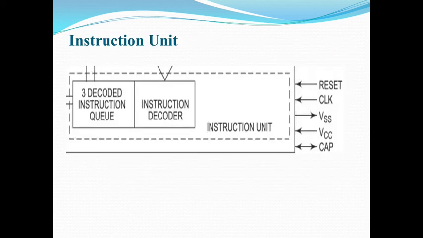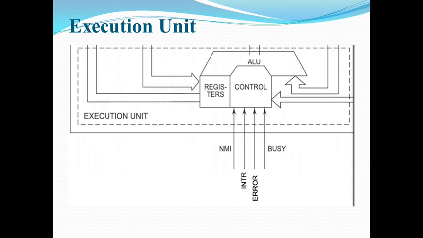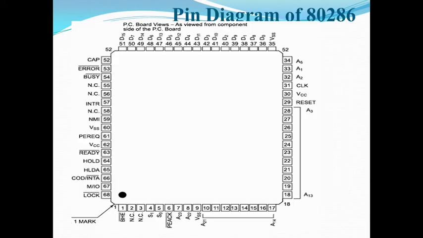Instruction unit, where we are maintaining the 3 decoded instruction queue and reading the instructions which are prefetched into the instruction queue. Next, execution unit, actually responsible for executing the instructions, where we have seen there are multiple registers which are used in order to store the operands, intermediate results and final results as well.